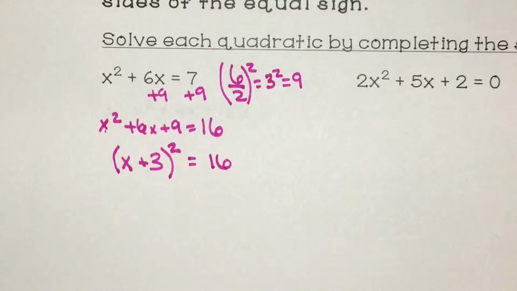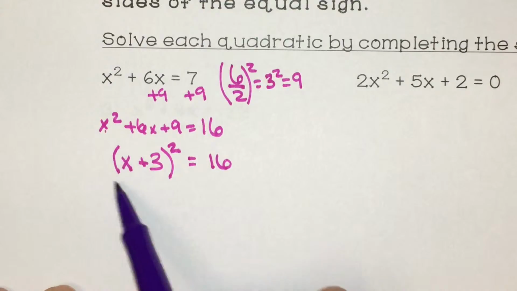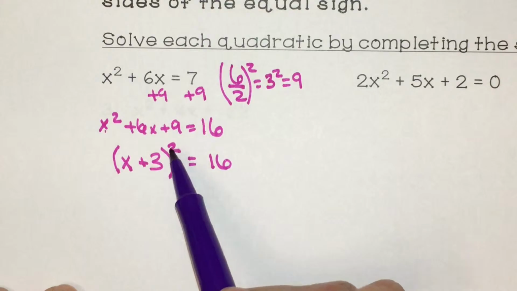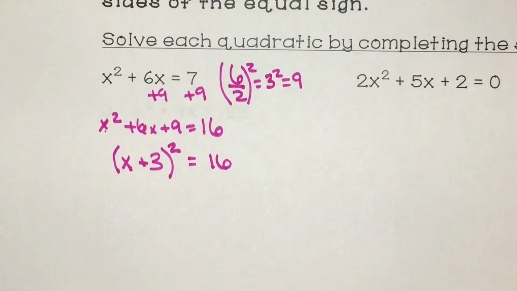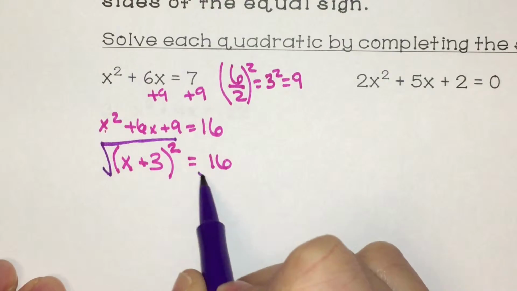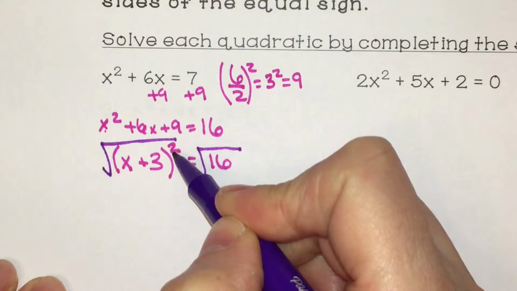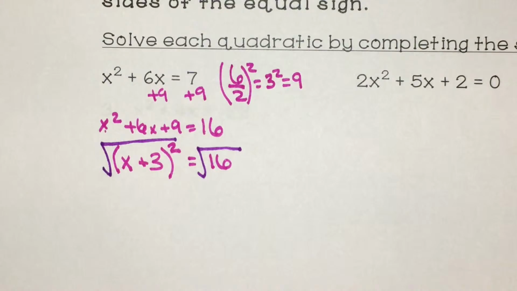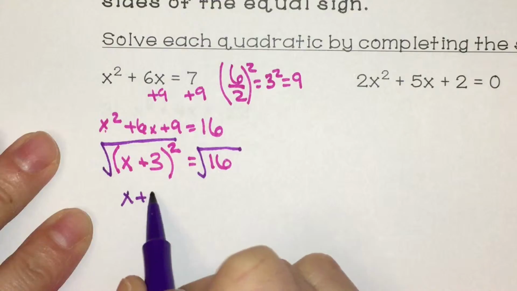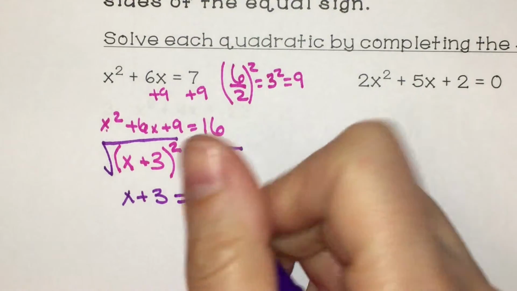So now we're going to solve for x. First thing we need to do, we want to get x by itself. Because this entire thing is squared, to solve, you have to do the opposite operation to both sides. Well, the opposite of squaring is taking the square root. So we are going to take the square root of both sides. Taking the square root of a square, they undo each other. So we're just left with x plus 3 is equal to, the square root of 16 is 4.